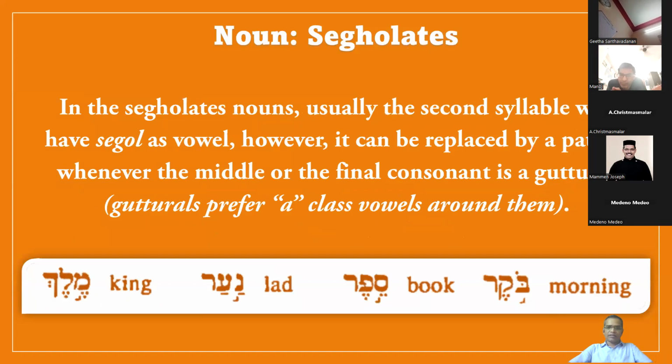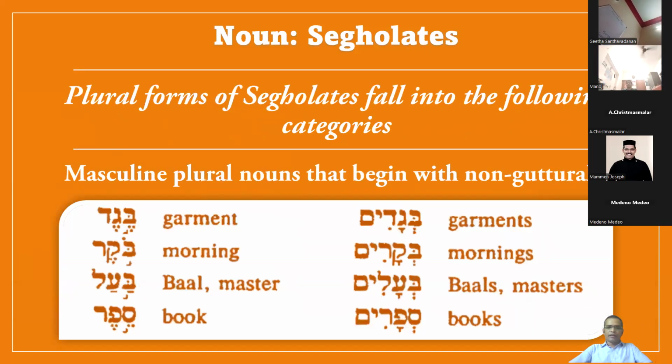But in some cases, the second syllable will carry pataḥ when the second or the third consonant is a guttural. Now, how are segolates written in the plural form? In the plural form, they will carry the same features as the masculine plural nouns. For example, masculine plural endings will be added to the segolates, for example masculine plural nouns that begin with non-gutturals.